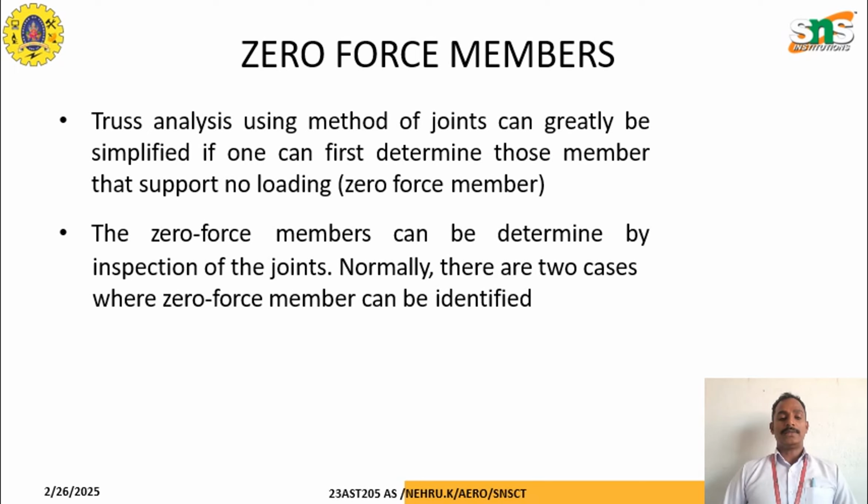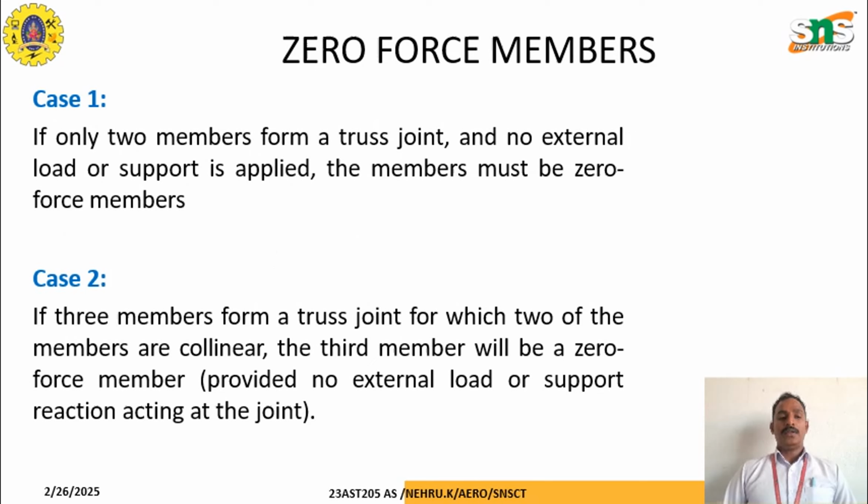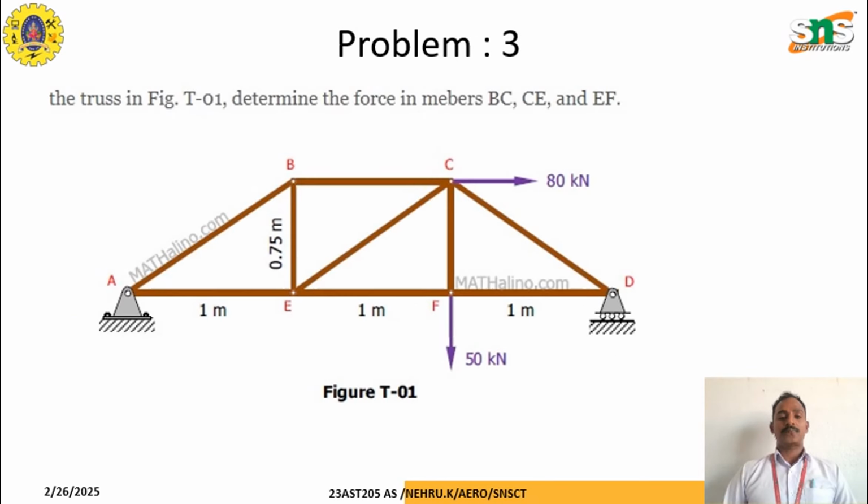Normally, there are two cases when zero force members can be identified. One is if only two members form a truss joint and no external load or support is applied, that member must be a zero force member. Second case: if three members form a truss joint, for which two members are collinear, the third member will be a zero force member, provided no external loads or support reactions act at that point.